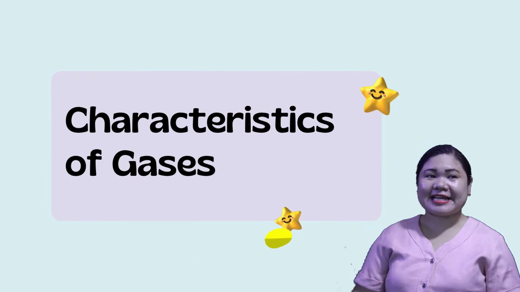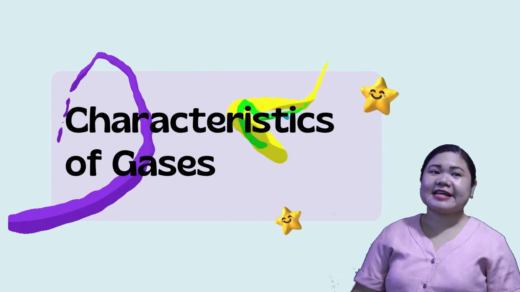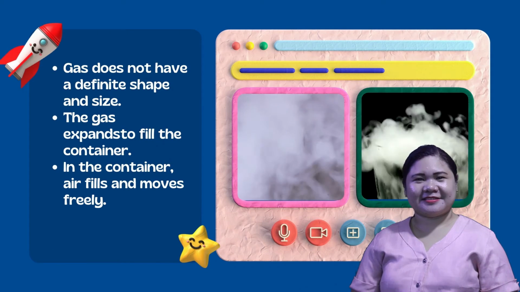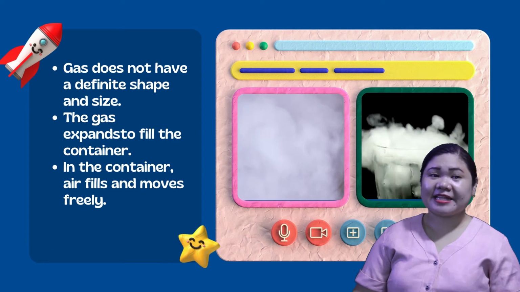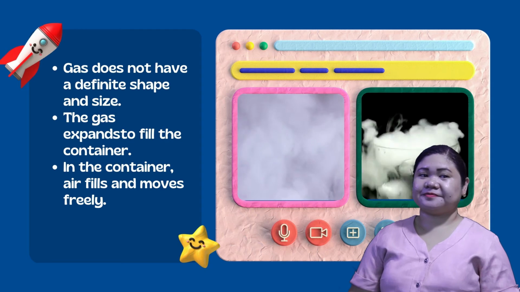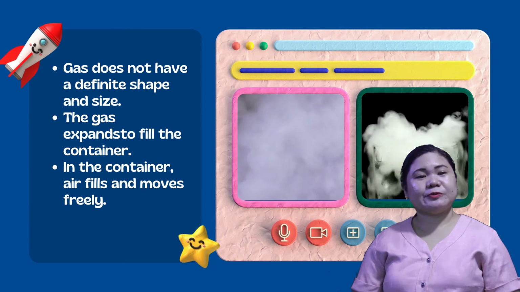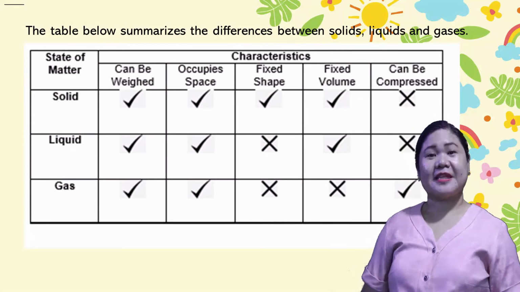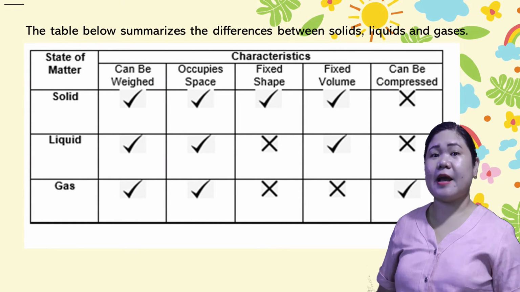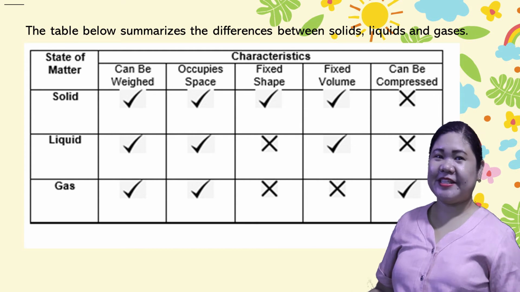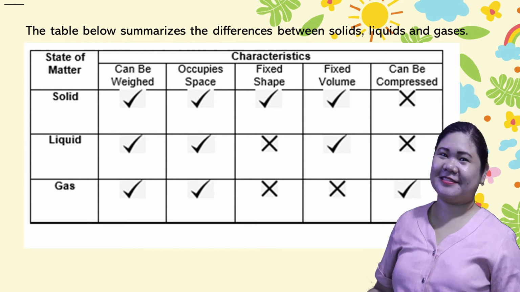Characteristics of gas. Gas does not have a definite shape and size. The gas expands to fill the container. In the container, air fills and moves freely. The table below summarizes the differences between solid, liquid, and gases.